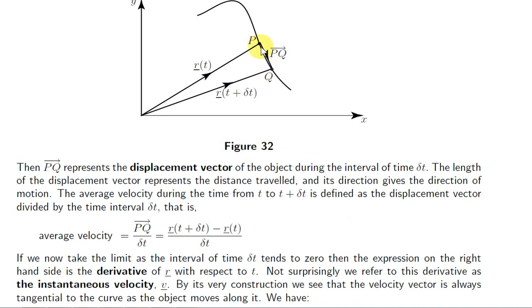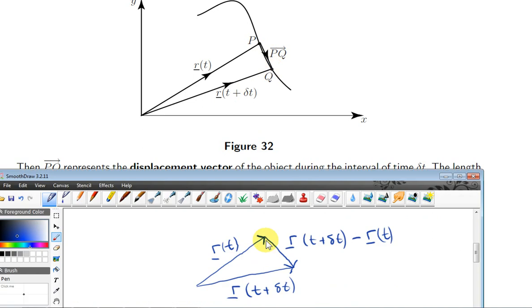Now we can get the average velocity of the particle as it travelled from P to Q by getting the displacement vector PQ and dividing it by delta t, the time taken for the particle to go from points P to Q. Now just as a reminder, the displacement vector PQ is this vector here, r at time t plus delta t, minus vector r at time t.